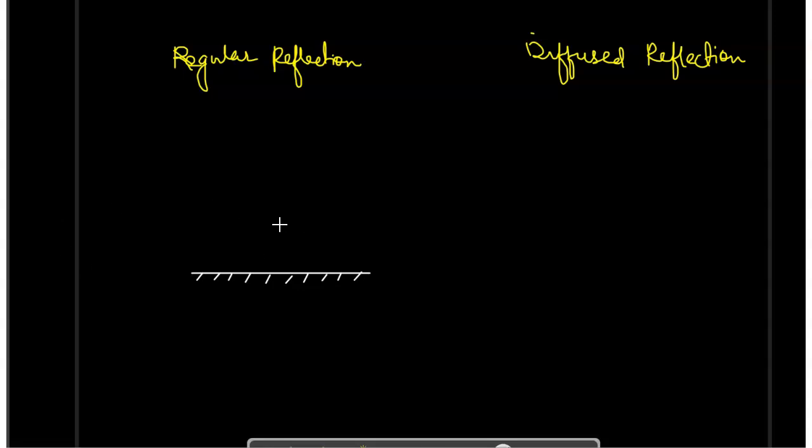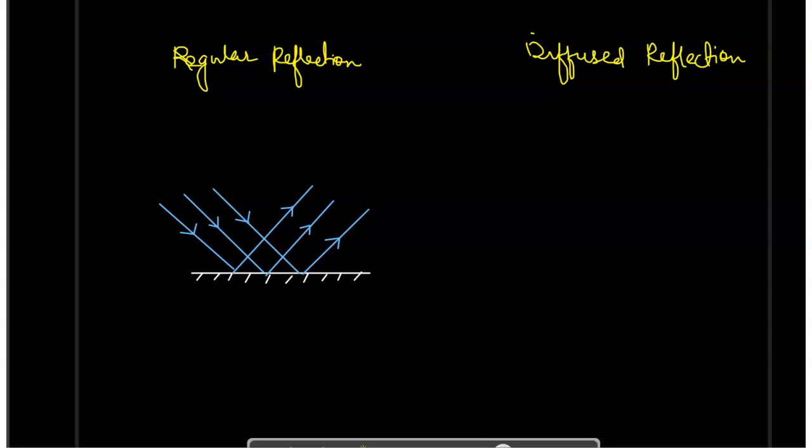Now we will take multiple incident rays. Suppose 1, 2, 3. You can take as many as you want. I've taken 3 parallel rays. Whenever you're drawing an incident ray, make sure you draw the arrows. Again, the reflected rays will be in a particular direction, parallel to each other. So this is an example of regular reflection.